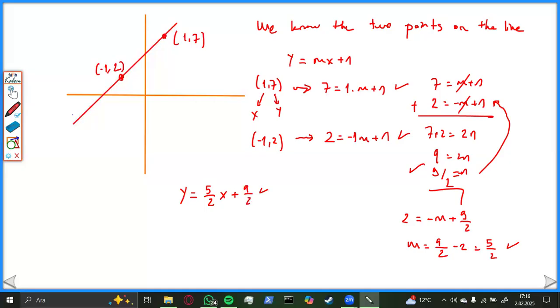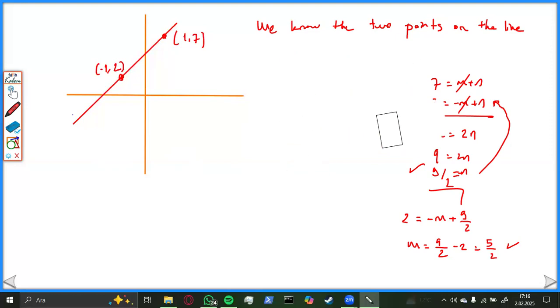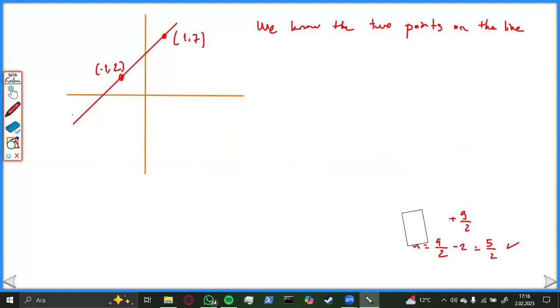So yes, this is one way. Let me show you the second way. If you ask me, the second way is a little bit complex, and you need to remember different formulas. But I'm going to show you, and you can choose which one is better for you. And the second way.